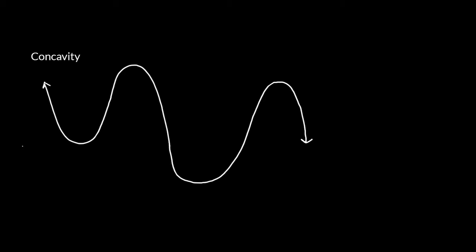Concavity of a graph is going to deal with the second derivative. So we're looking at f double prime of x. And when f double prime of x is equal to 0, we're going to have what's called a point of inflection or an inflection point.